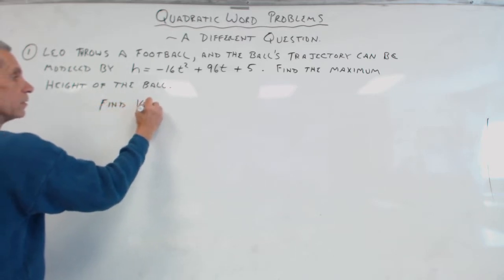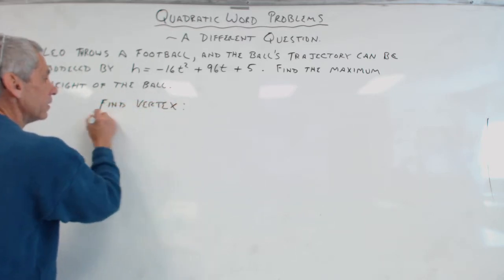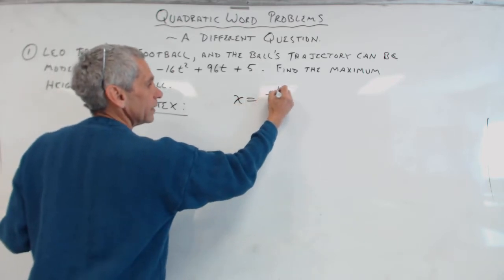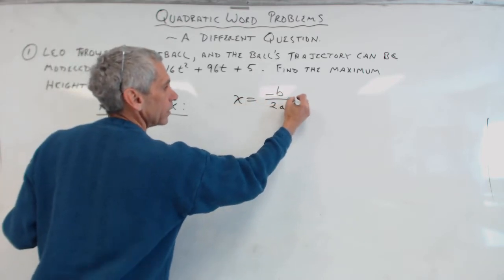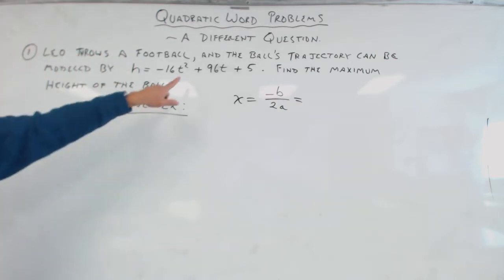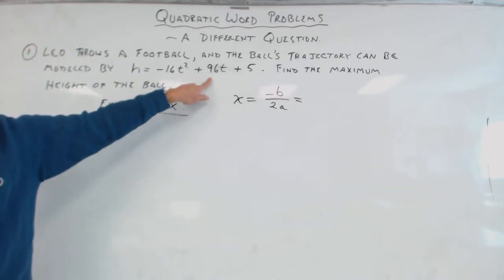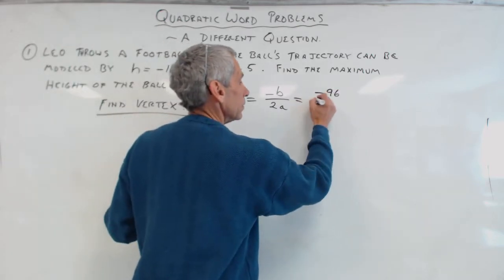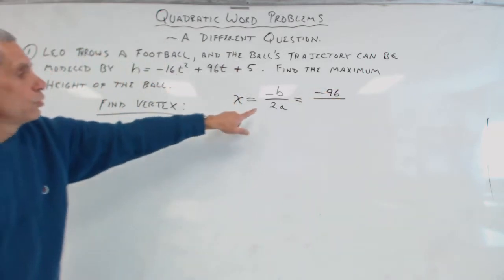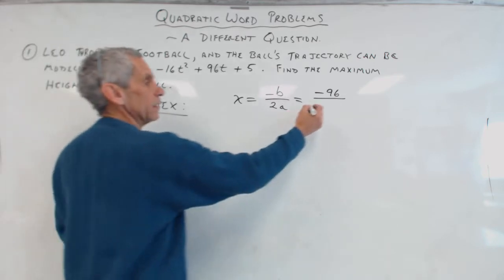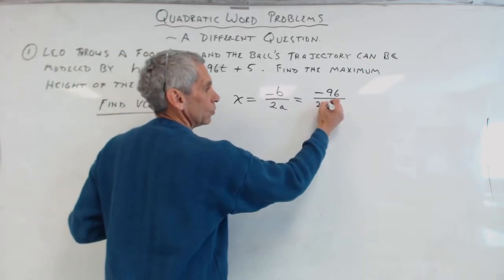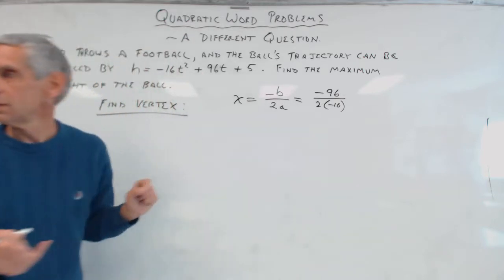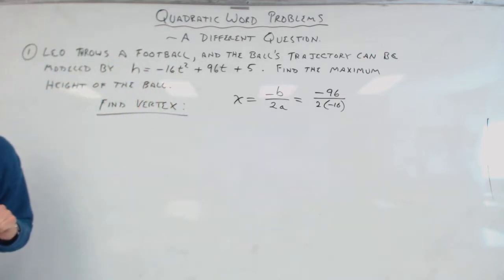Find vertex. And to find the vertex, I use the axis of symmetry formula. x is equal to negative b over 2a. What's my b? My b is 96. Yes. So negative 96 divided by 2 times negative 16, right? 2 times negative 16. You guys with me? I'm just plugging this stuff in.